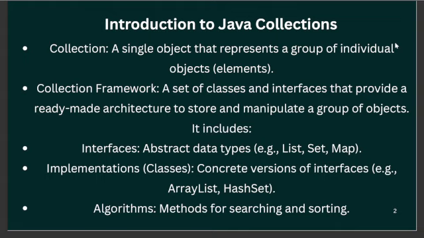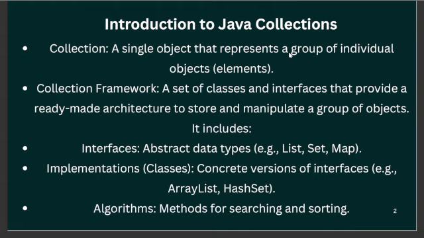So, first of all, let's understand a simple question: what is a collection? A collection is basically a single object that represents a group of individual objects or elements. So this is simply a group of objects. For example, a list of students, a group of marks, a collection of names. Instead of storing them separately, we store them together using a collection.